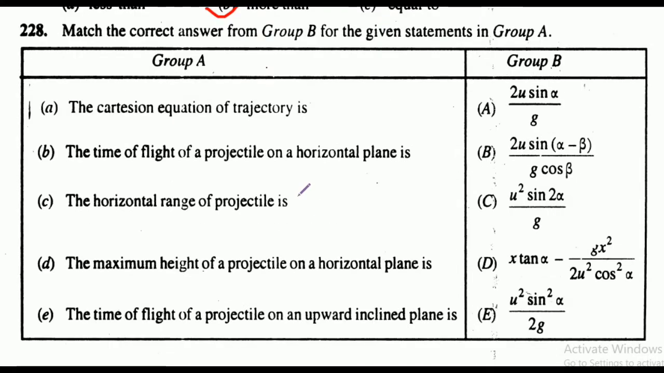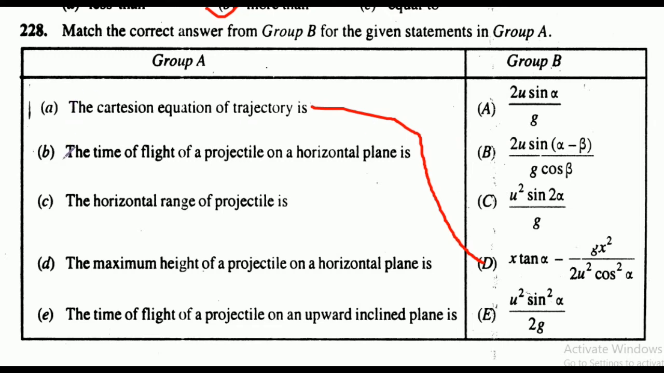Okay, next is question 228. Match the correct answer for group B for the given statements in group A. So here friends, first statement is the Cartesian equation of trajectory is. Here friends, correct answer is option D, that is x tan alpha minus gx square upon 2u square cos square alpha.